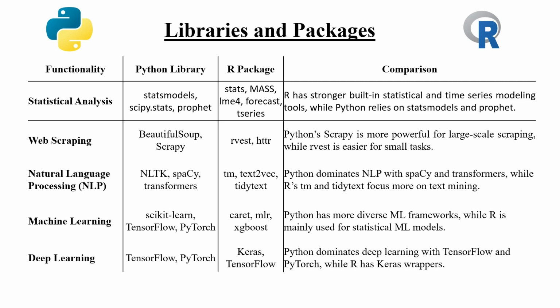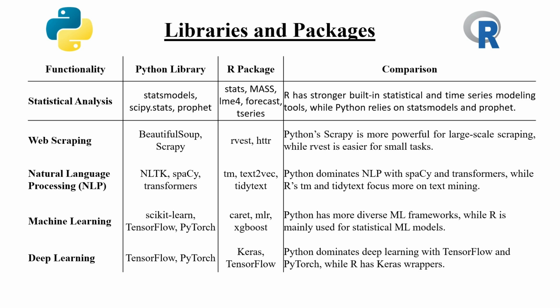Okay. Now next is web scraping. So Python libraries are Beautiful Soup and Scrapy, and R packages are rvest and httr. So next is NLP, a very popular topic nowadays. Python's libraries are NLTK, spaCy, transformers, and R packages are tm, text2vec, and tidytext.